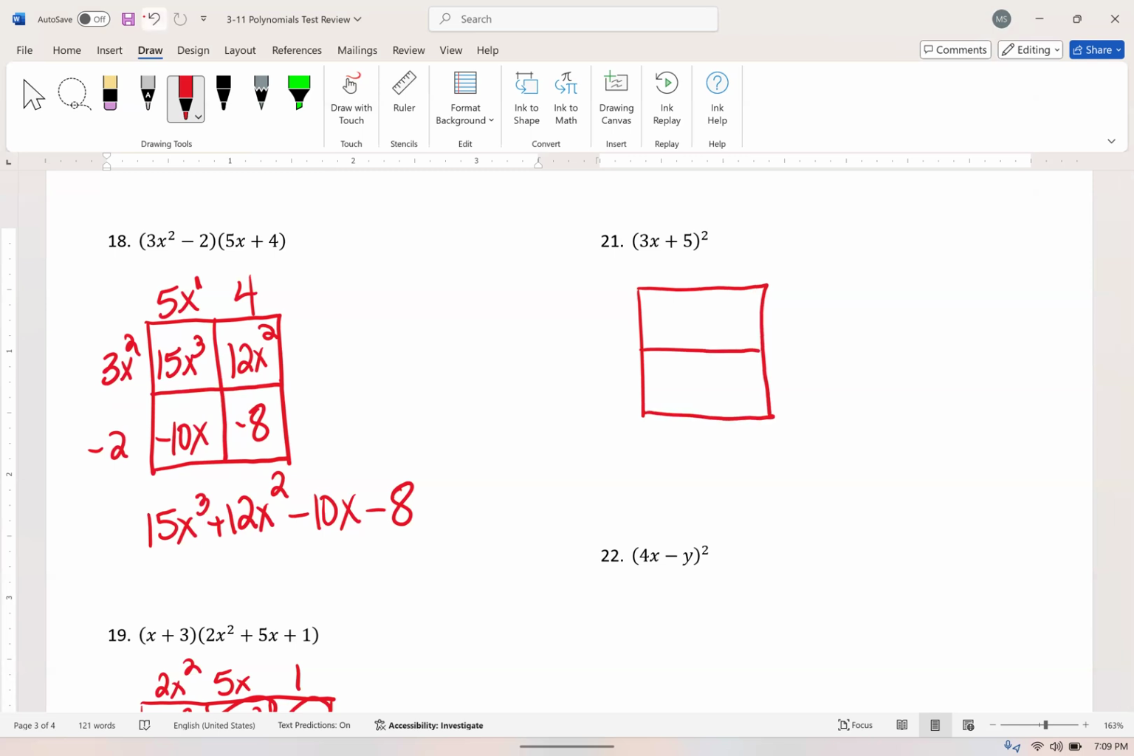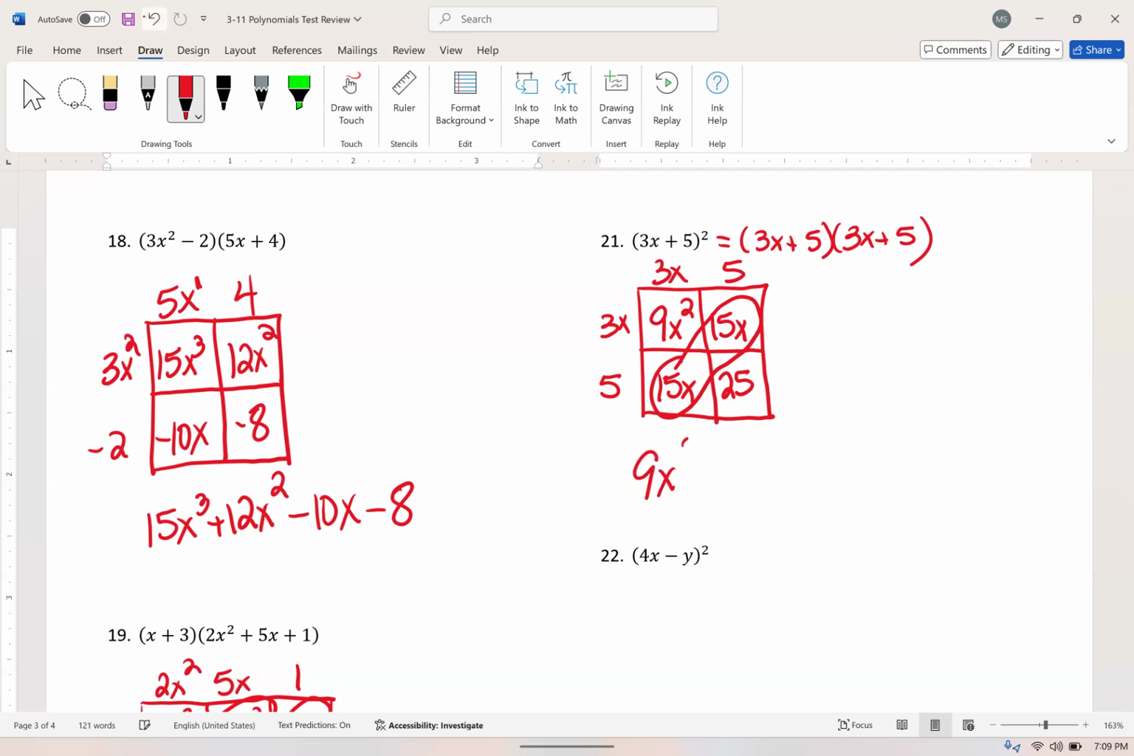Squaring a binomial really means taking the 3x plus 5 and multiplying it again by the 3x plus 5. So we have 3x plus 5 here, and we have 3x plus 5 here. 3x times 3x is 9x squared. 3x times 5 is 15x. 5 times 3x is 15x. 5 times 5 is 25. So we need to combine like terms here. So this is 9x squared plus 30x plus 25.